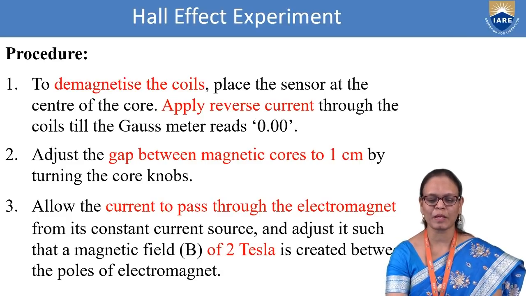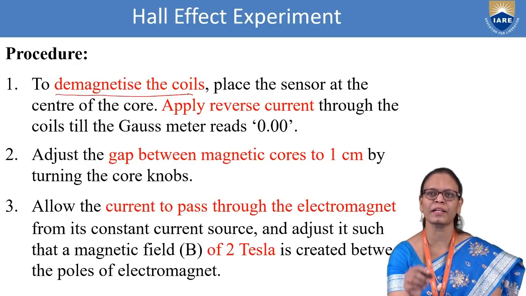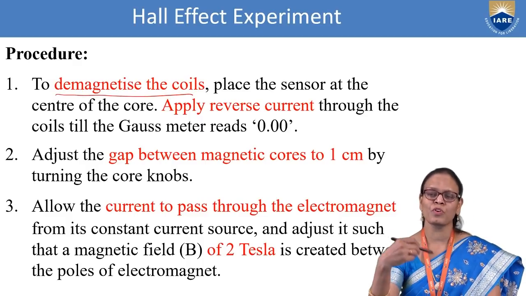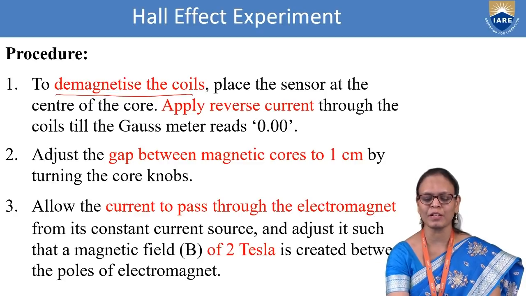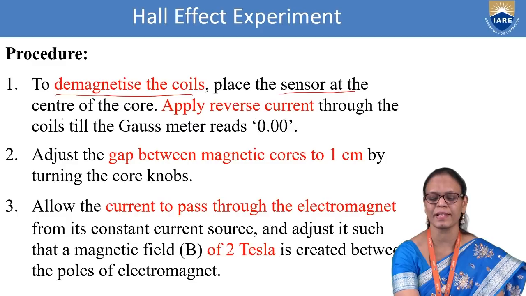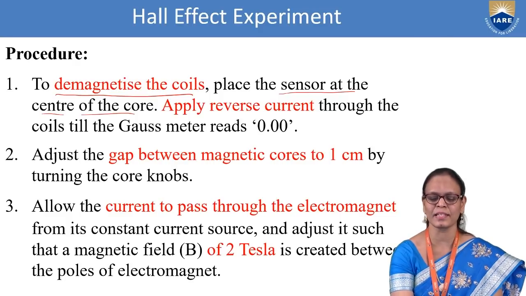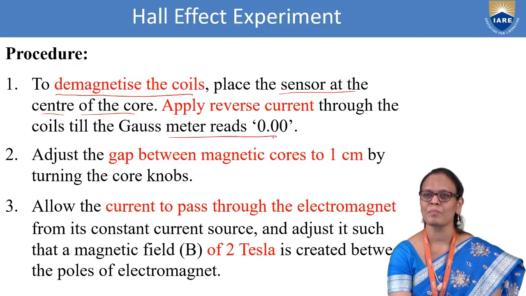Before you start the experiment, we will have to demagnetize the coils, because if there is any magnetism left before starting the experiment, you may have to demagnetize it by using the sensor at the center of the core. You will place the sensor at the center of the core as seen in the demo and apply reverse current and see that the Gauss meter reads 0. Means there is no magnetism inside.